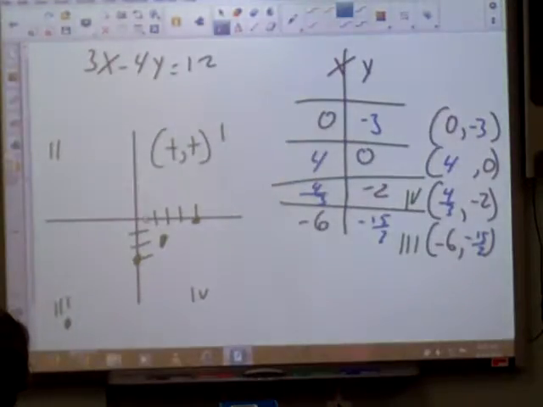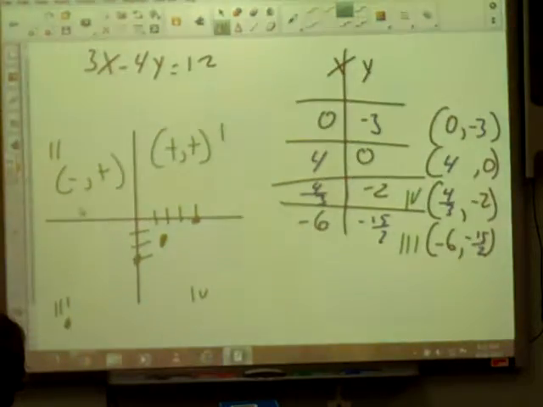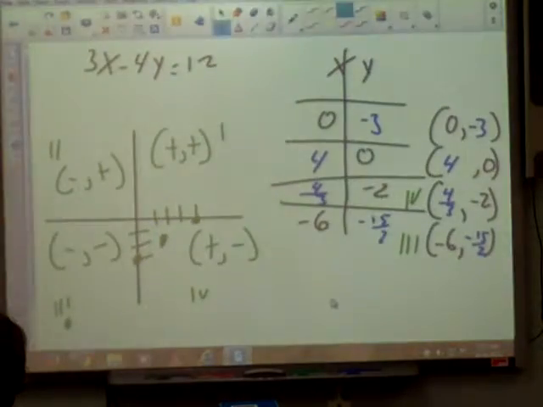To get in quadrant 2, I got to go left and then up. So I got to be a negative and a positive. To get in quadrant 3, I got to go left and then down. So I've got to be a negative and a negative. And then to get in quadrant 4, I got to go right and then down. So I got to be a positive and a negative.